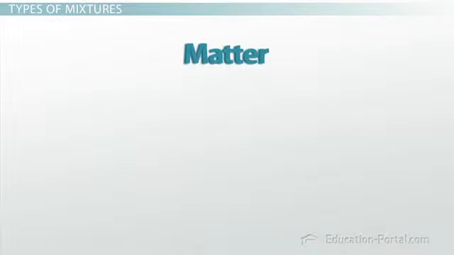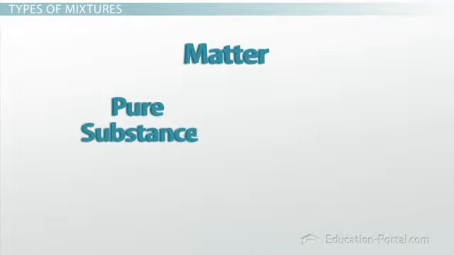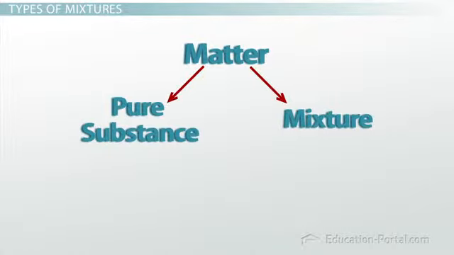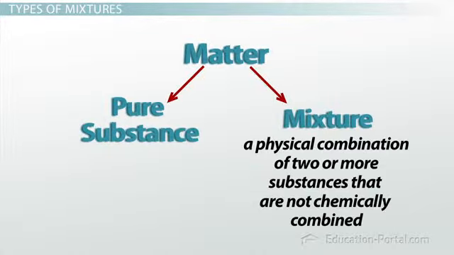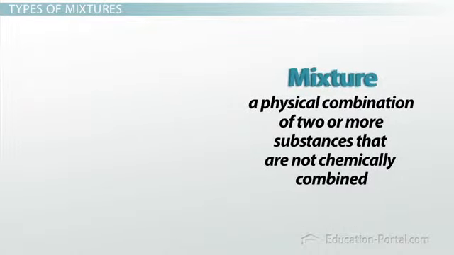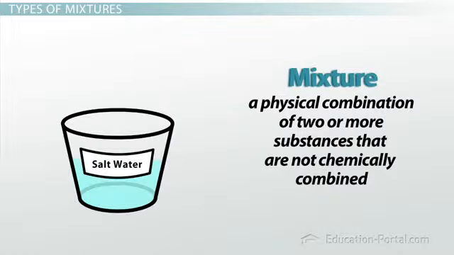Remember that there are two types of matter that exist: pure substances and mixtures. A mixture is a physical combination of two or more substances that are mixed but not chemically combined. The components of a mixture maintain their own physical properties. An example of a mixture is salt water. If you were to drink salt water, it would taste like water with salt in it.